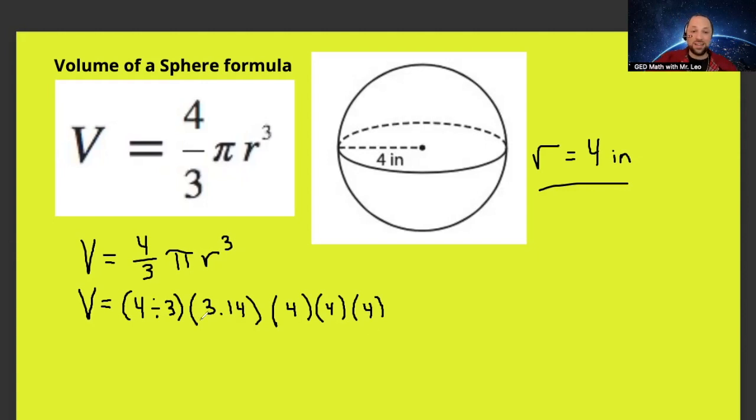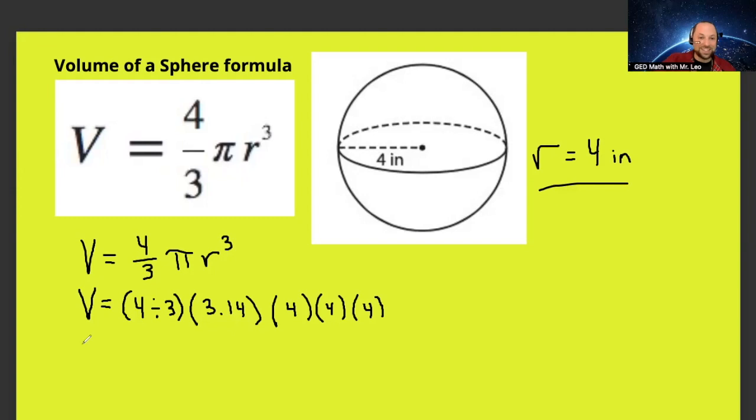Okay. Now, this crazy looking thing right here, we're going to type it all into the calculator. Just type the whole thing in. If you can put it all on the screen at once, great. If you got to go step by step, just keep going. So here we go. 4 divided by 3 times 3.14 times 4 times 4 times 4. Double check that we got all the numbers in there.